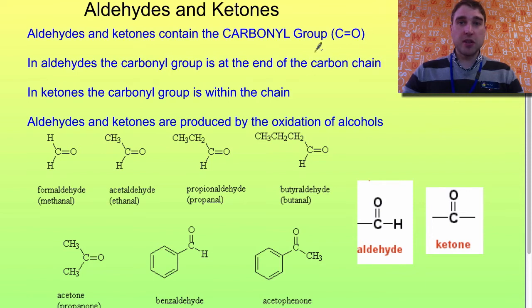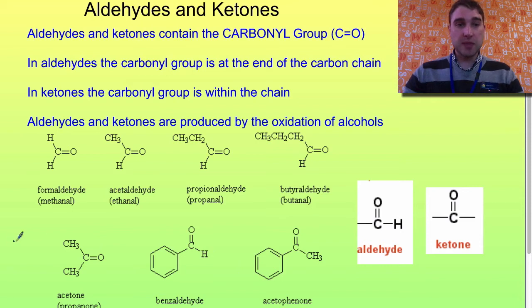They both feature the carbonyl group, which is a C with a double bond to an O somewhere in the chain. With aldehydes, the C double bond O, the carbonyl group, is at the end of the chain. With ketones, it's somewhere in the middle of the chain, not at the end. They're both made from the oxidation of alcohols. Aldehydes are made from oxidation of primary alcohols, ketones from the oxidation of secondary alcohols.